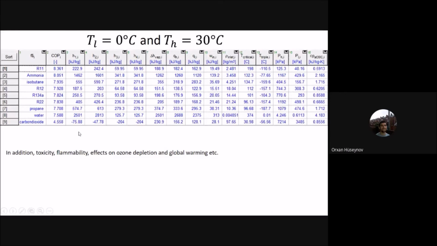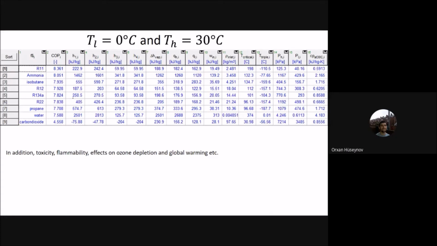Now comes the question: how do we select the refrigerant? What are the things that we should consider while selecting the refrigerant? You can see there is a list of different refrigerants. You can see R11, ammonia, isobutane, R12. Even water is a refrigerant, and carbon dioxide. What should we consider when we select the refrigerant?